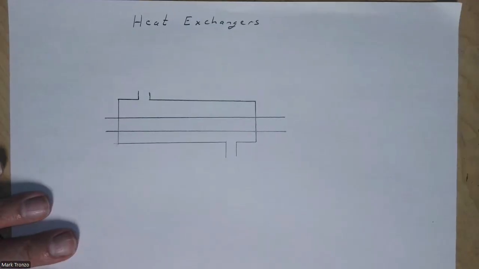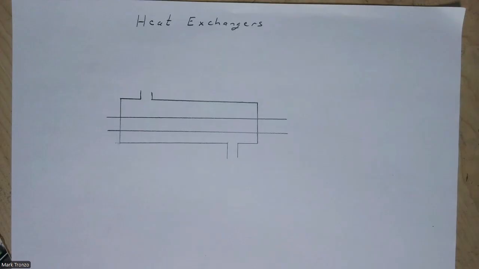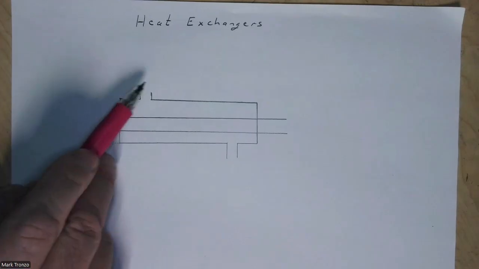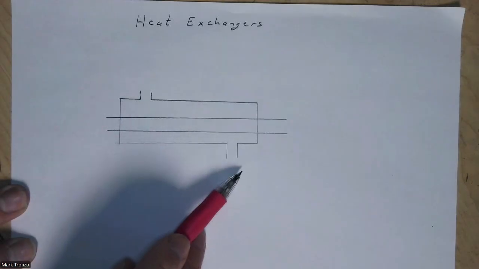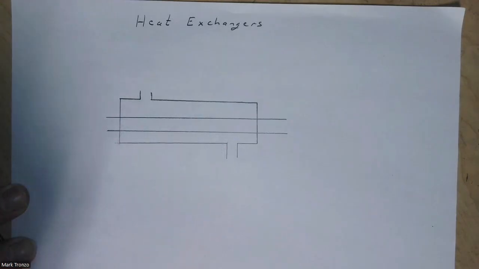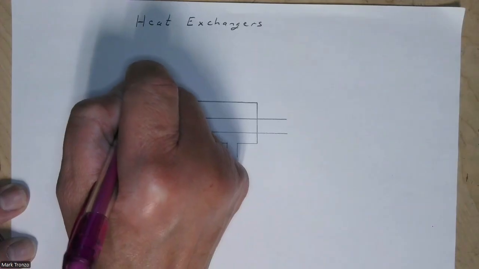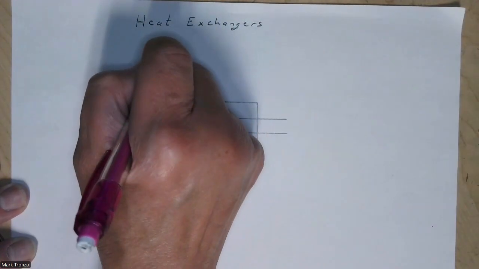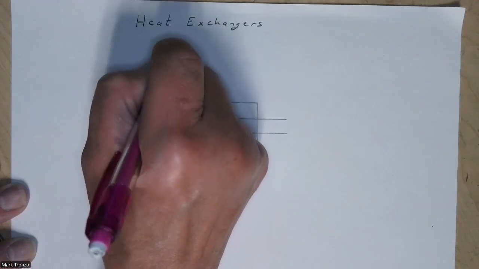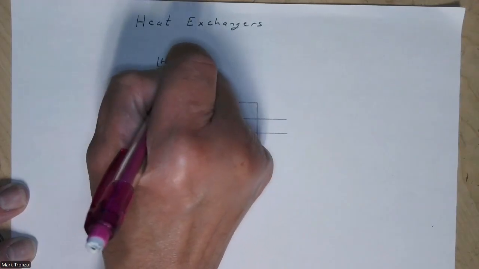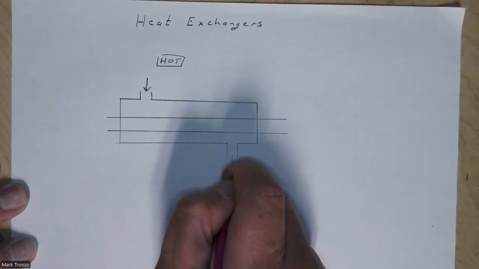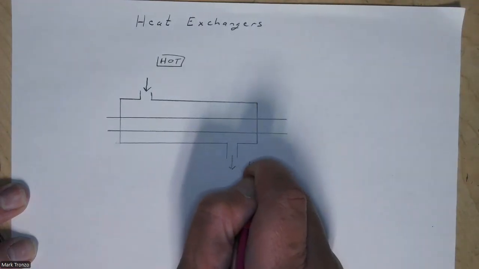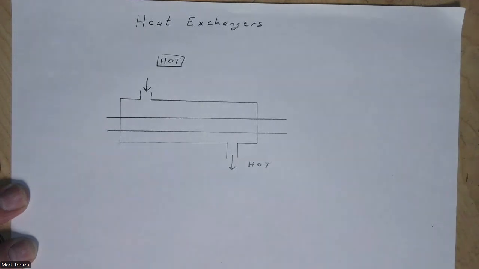In this video, we're going to look at heat exchangers. The way I usually like to set up heat exchangers is to call one of the fluids the cold fluid and one the hot fluid. So let's maybe start up here. Suppose we have a hot fluid going in here, and then call it hot out here.